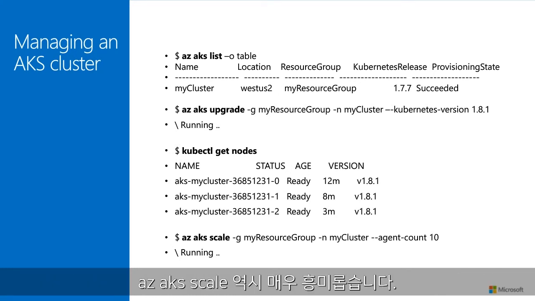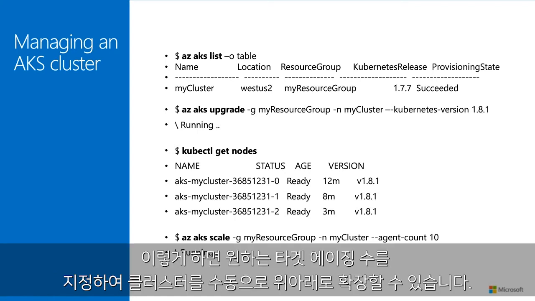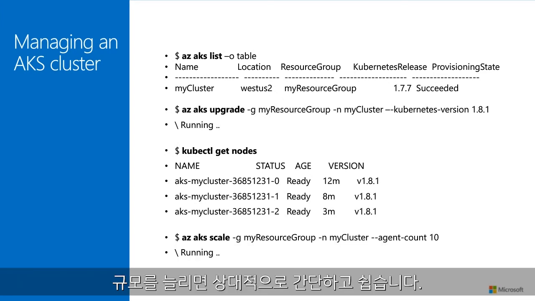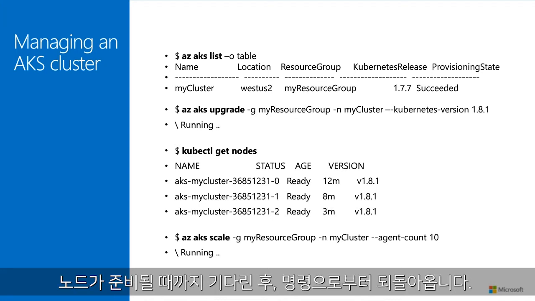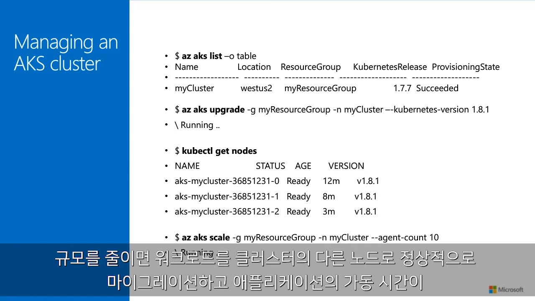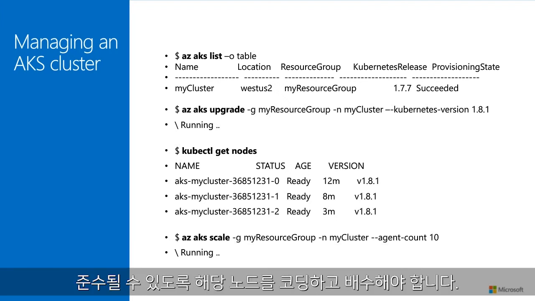Now, AKS scale is equally interesting. This allows you to manually scale your cluster up and down by specifying the target agent count that you want. When we scale up, that's relatively simple and straightforward. We wait for the nodes to become ready, and then we return from the command. On scale down, we have to make sure that we are cordoning and draining those nodes as well, so that we can gracefully migrate workloads to other nodes in the cluster, to ensure that application uptime is respected.